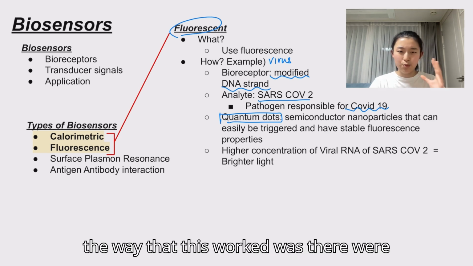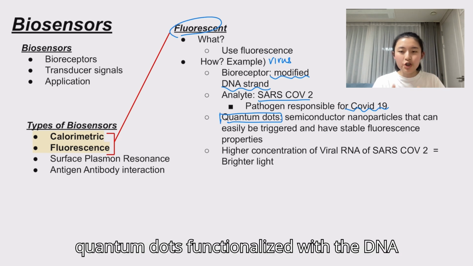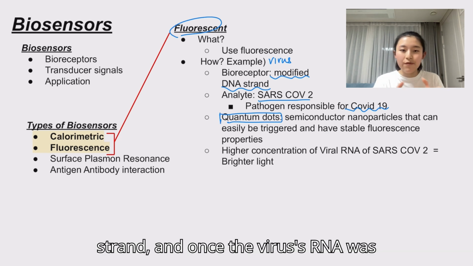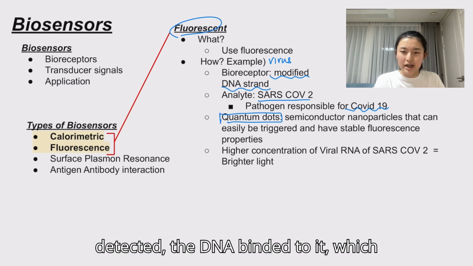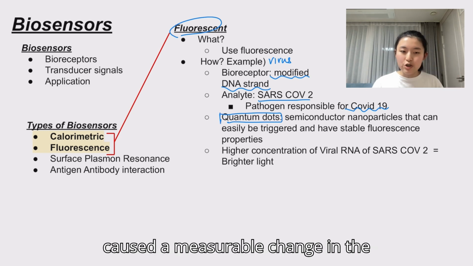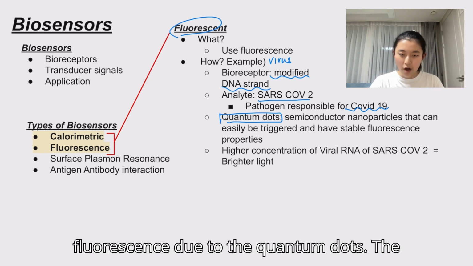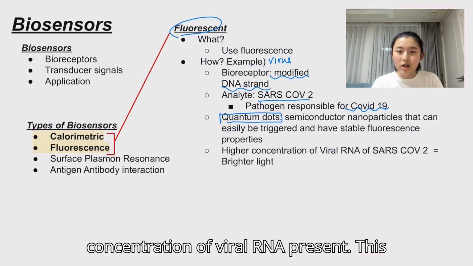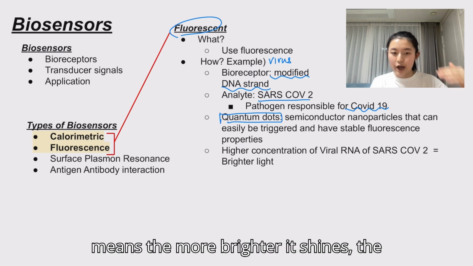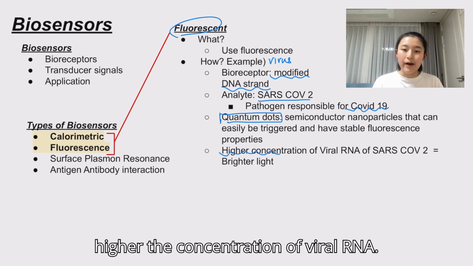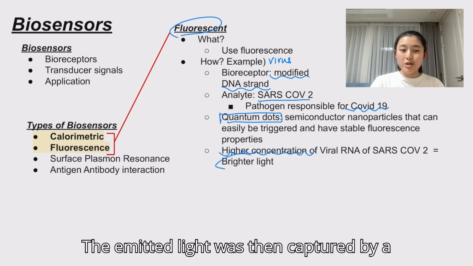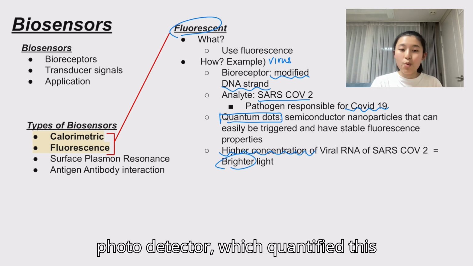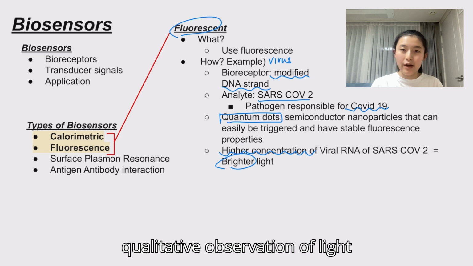Now, the way that this worked was there were quantum dots functionalized with the DNA strands, and once the virus's RNA was detected, the DNA bound to it, which caused a measurable change in the fluorescence due to the quantum dots. The quantum dots emit fluorescence that is directly proportional to the concentration of viral RNA present. This means the brighter it shines, the higher the concentration of viral RNA. The emitted light was then captured by a photodetector, which quantified this qualitative observation of light emission.